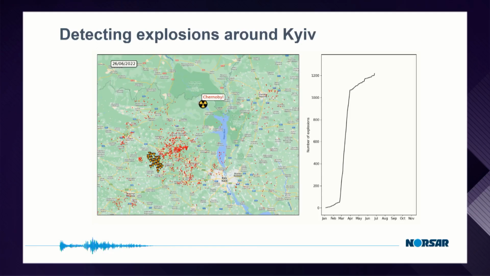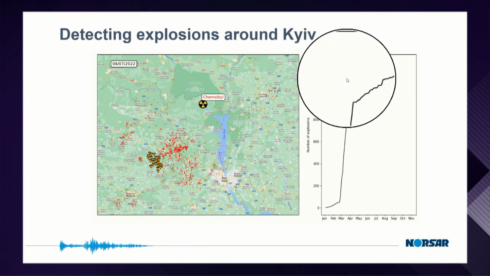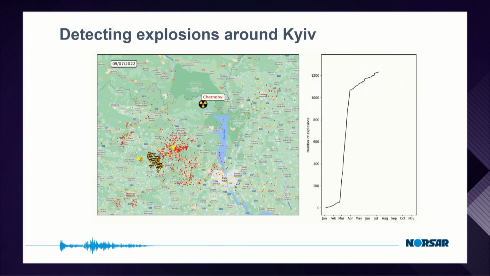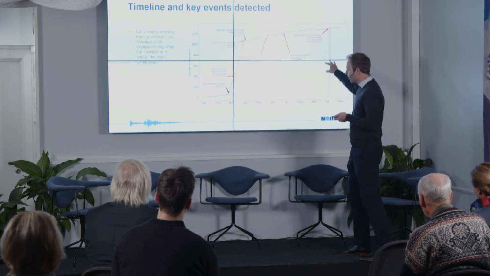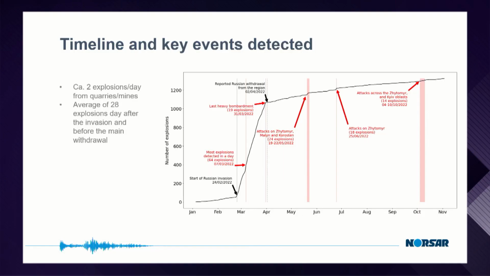So you can see occasionally we still get these steps in the amount of explosions that we detect, and this is from these targeted strikes at particular times and locations. So this is showing the same graph now with some key features highlighted. You can see the start of the invasion towards the end of February.